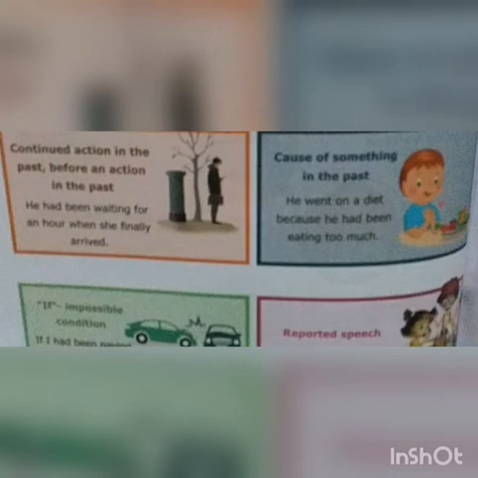Continued action in the past before an action in the past: He had been waiting for an hour when she finally arrived. Cause of something in the past: He went on a diet because he had been eating too much. Impossible condition: If I had been paying attention, I would not have got into an accident. Reported speech: She said that John had been helping her study for months.